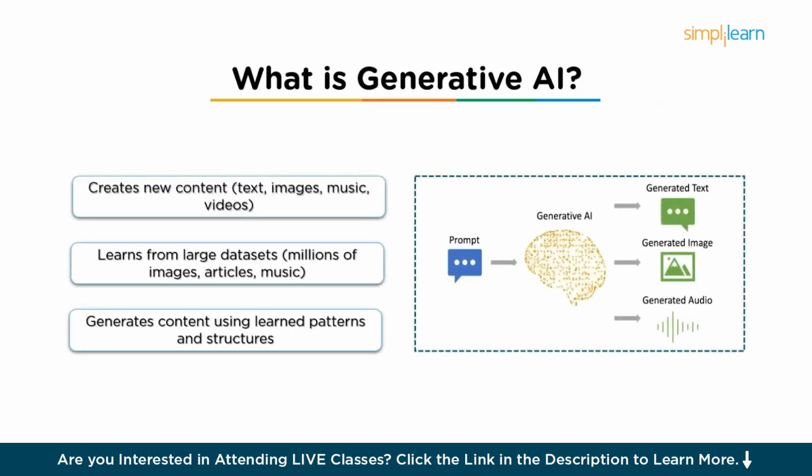Generative AI is a type of artificial intelligence that focuses on creating new content rather than just analyzing or recognizing patterns in existing data. So unlike traditional AI, which might be used for tasks like predicting outcomes or classifying data, generative AI can generate entirely new items such as text, images, music, and even videos that did not exist before.